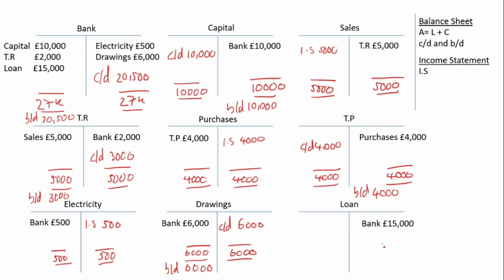And finally for loan, we've got £15,000, £15,000 here. And we're going to carry this down to the next financial year, which will be the beginning balance of year two. And that's pretty much how you prepare and close the T accounts.